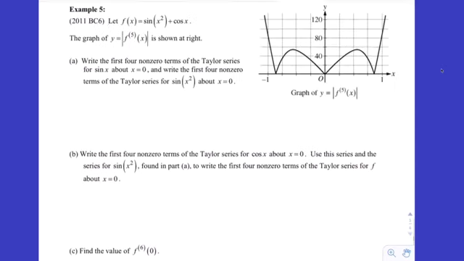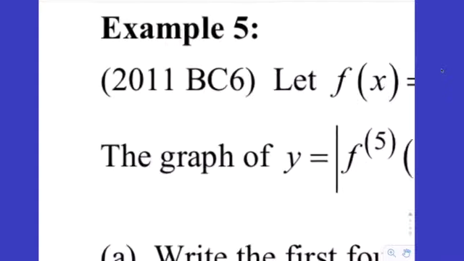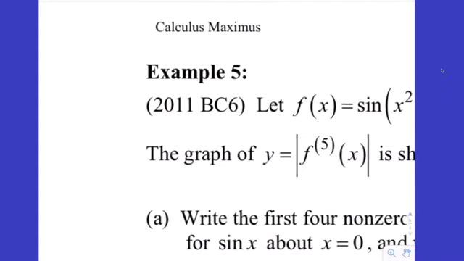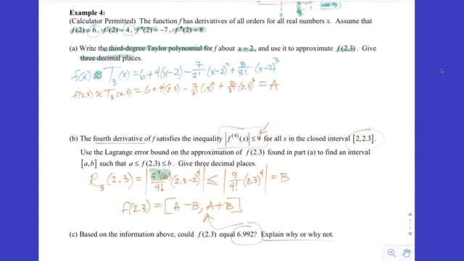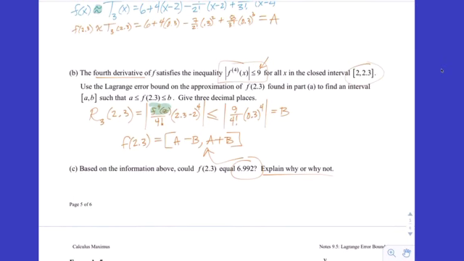I have one more to go. Example 5. This was from 2011. Instead of giving people the inequality, they gave them a graph. Okay, so we'll look at that tomorrow. So tomorrow we'll do this, answer any questions you have. 9.4 is due, worksheet, and maybe we'll just work a couple of free response questions over Lagrange error bound, all right? So one little lesson left to go.